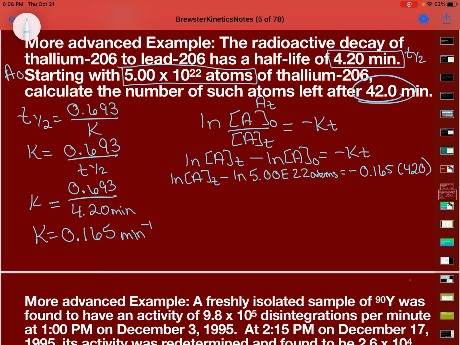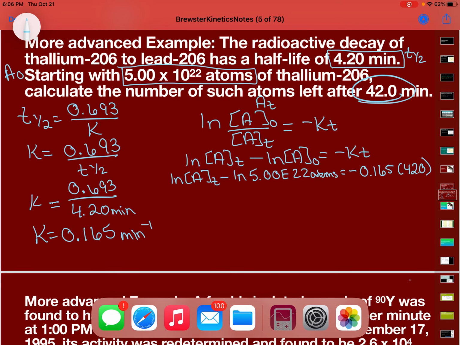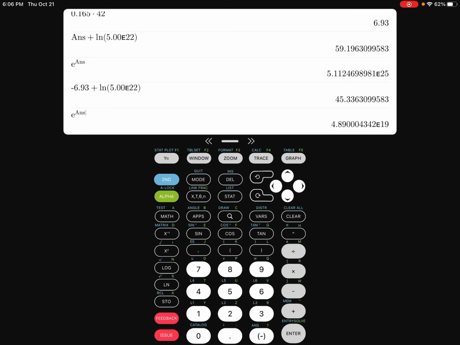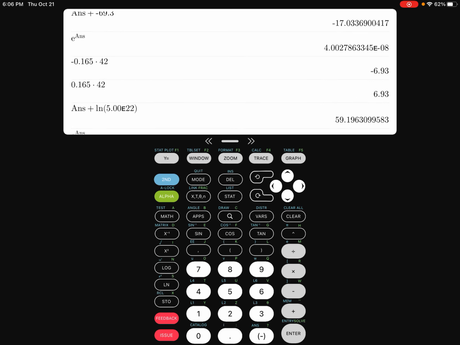Now, I'm fixing to pull up my calculator and I'll show you how much of a difference this makes depending on what you're doing with it. So I've gotten down here to this natural log A t equals natural log 5.00 E22 atoms equals negative 0.165 times 42. Now, I hope you can see what I have here. I can scroll.